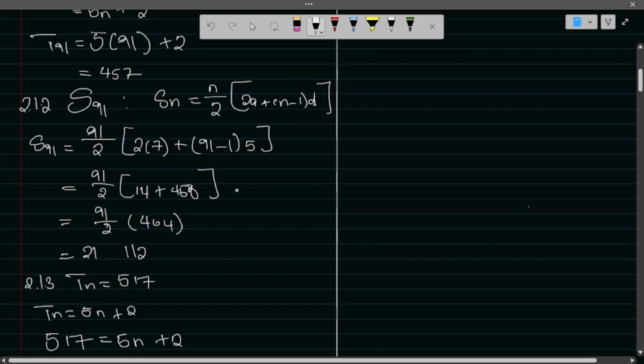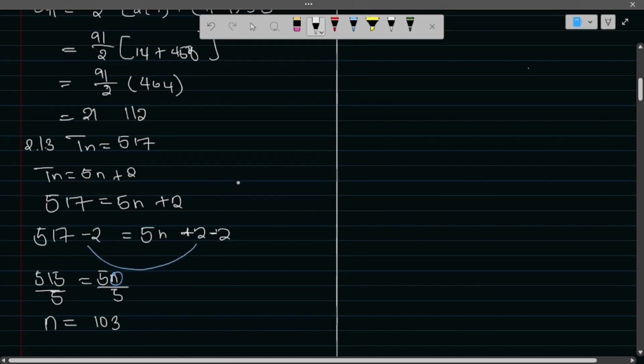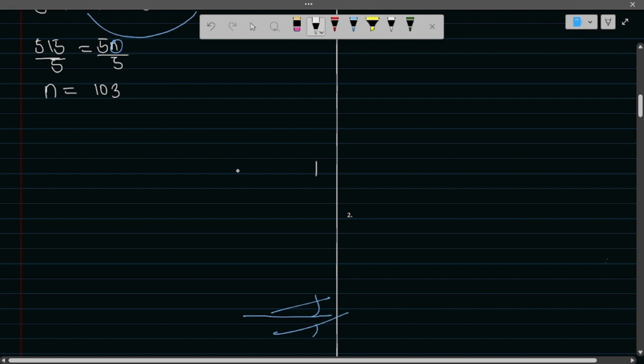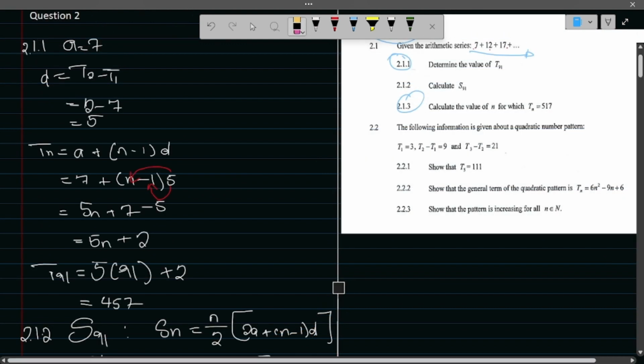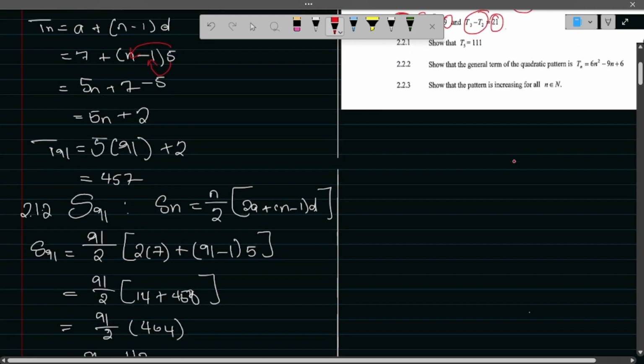So we did our 2.3, and then let's do our 2.2. Now we're going to do question 2.2.1. It says the following information is given about a quadratic number pattern: the first term is 3, the second term minus the first term is equal to 9, and the third term minus the second term is equal to 21. Then 2.2.1 says show that term 5 is equal to 111.